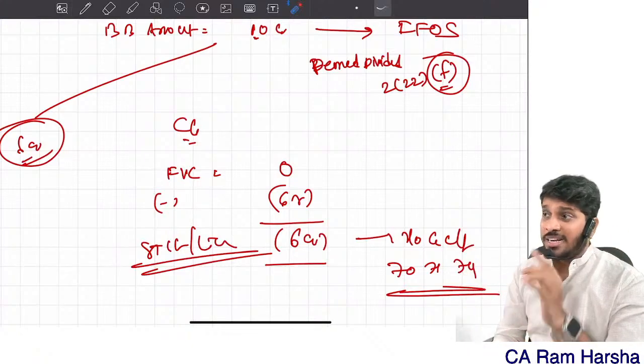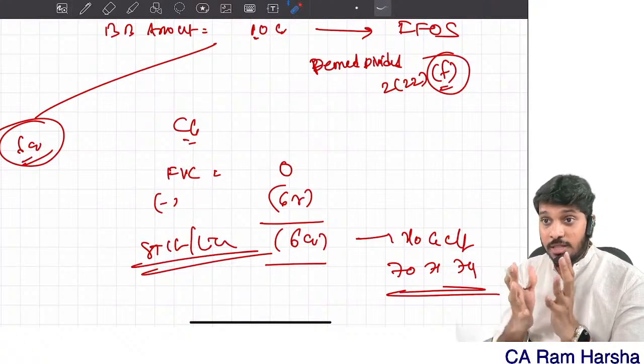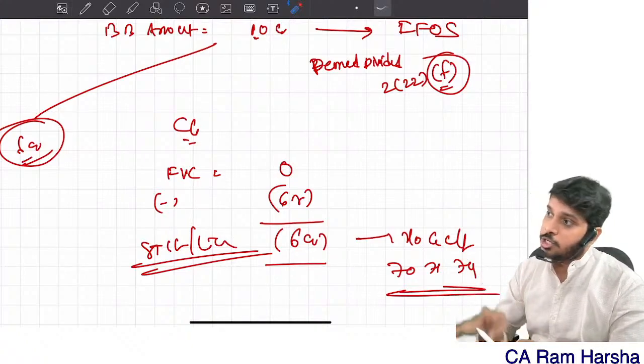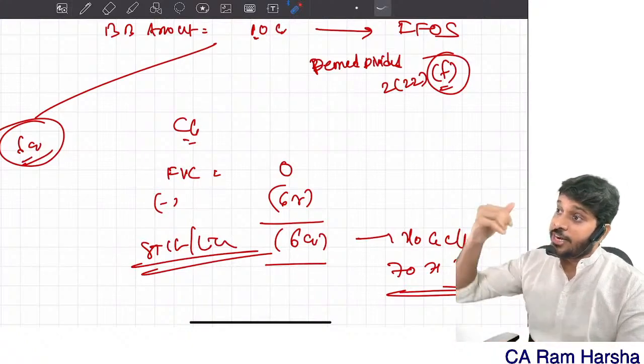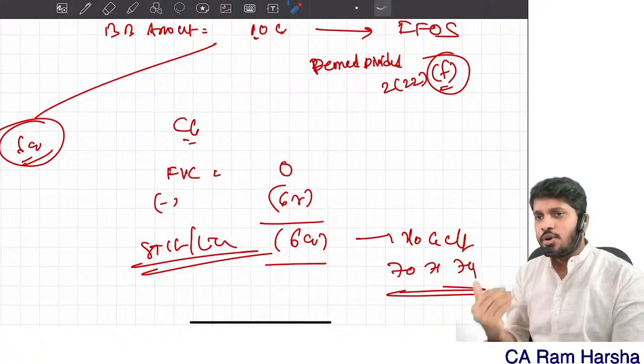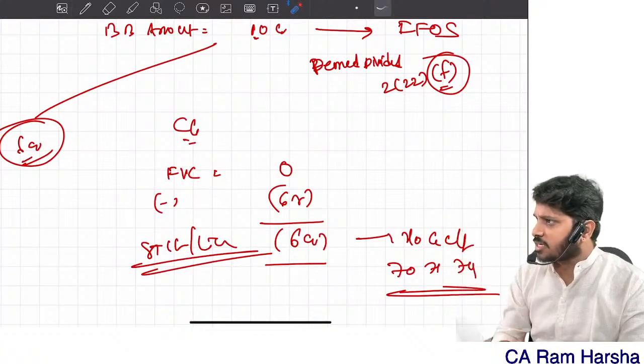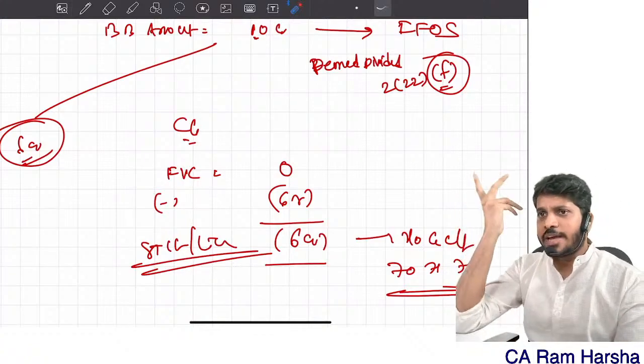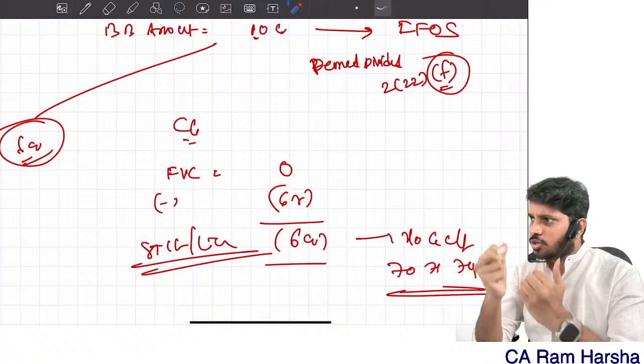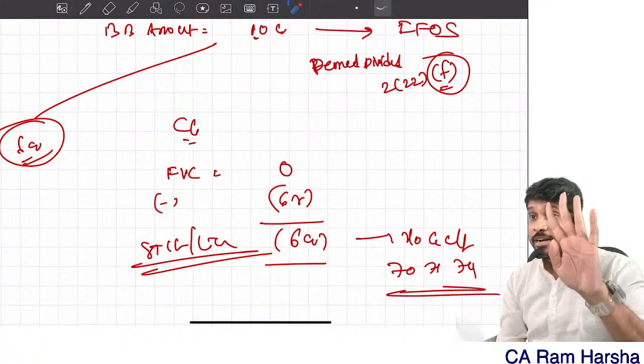Nowadays, what companies have to do, if at all they want to distribute money, don't buy back. Distribute it as dividend, happy. If shareholders want to sell the shares, they will sell in the open market to somebody, compute capital gains and claim the 6 crore reduction, which is good. That's it. This is the amendment in 46A.